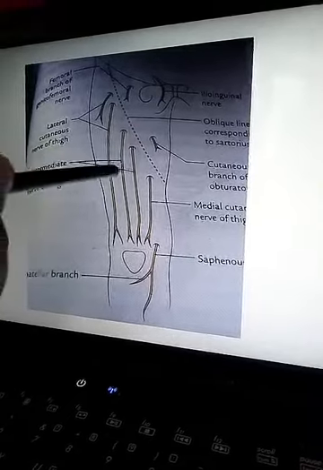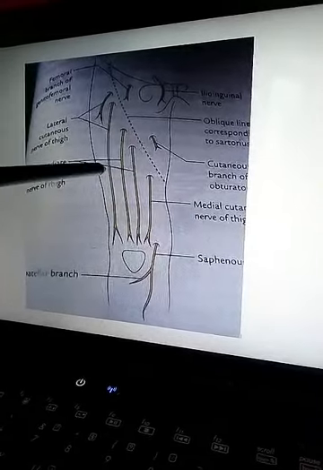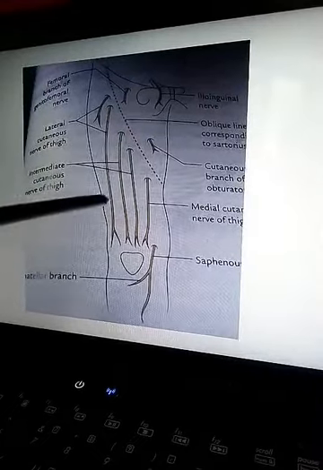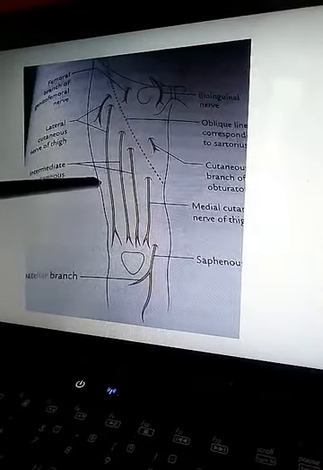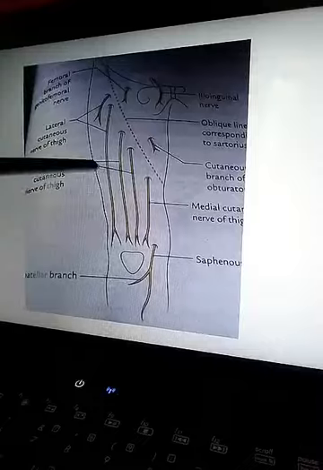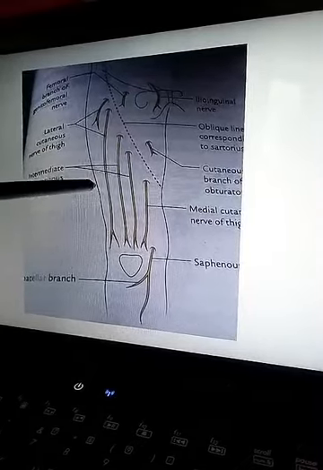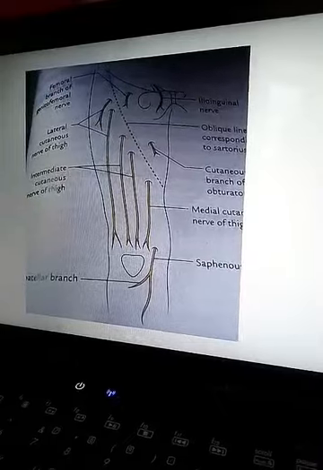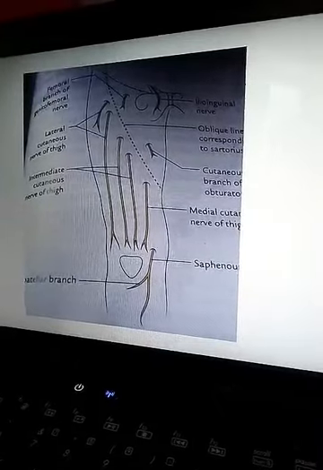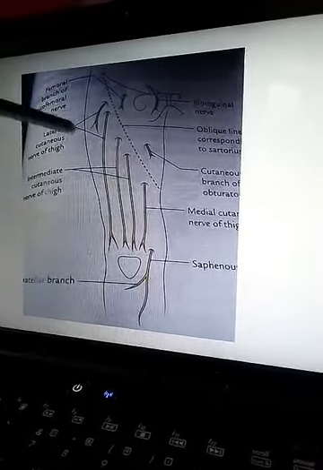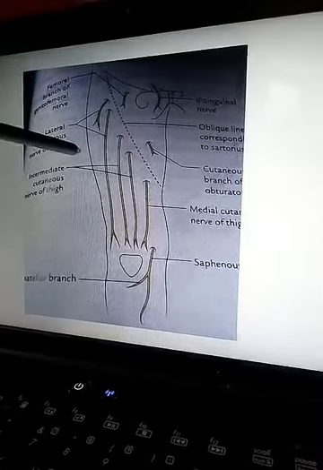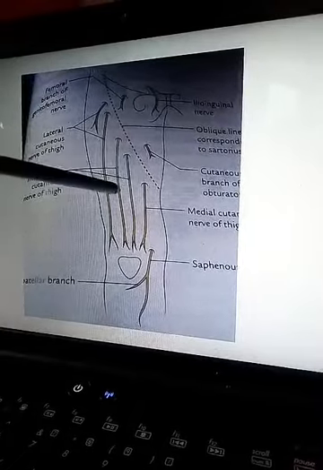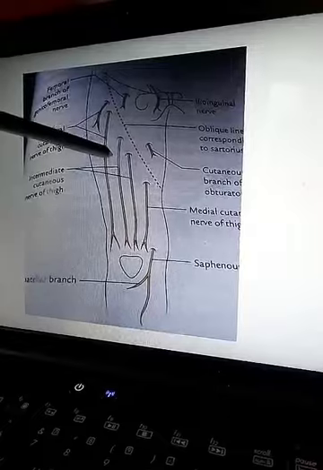Now intermediate cutaneous nerve of the thigh is a branch of the anterior division of the femoral nerve. It passes vertically downwards and pierces the deep fascia at the junction of upper 1/3 and middle 1/3 of the thigh. It divides into 2 or more branches and supplies the skin on the front of the thigh.